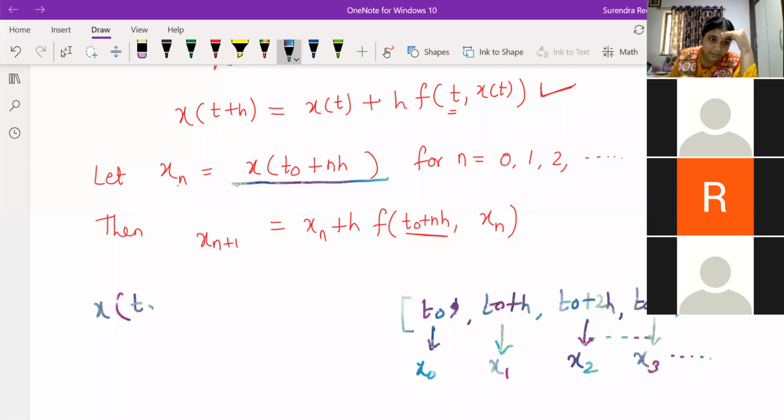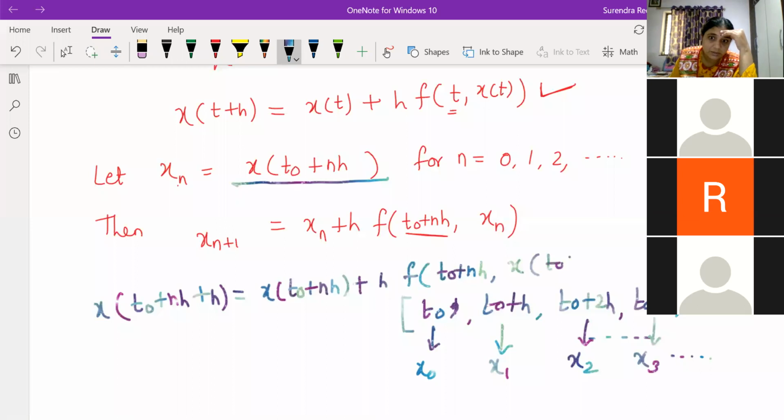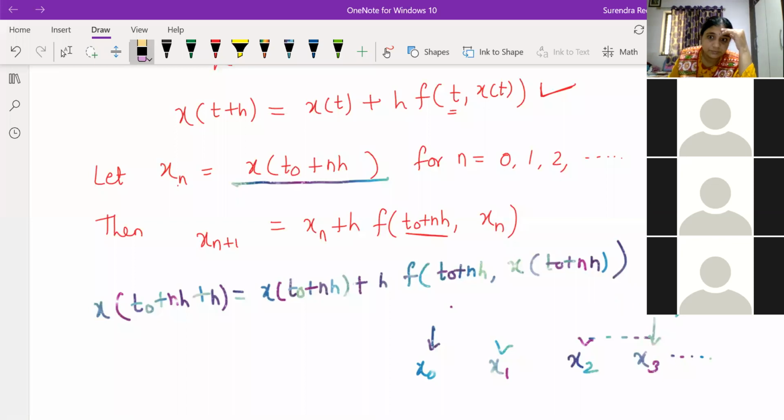X at t I am replacing by t0 plus nh plus h. Okay, so which is equal to x at t0 plus nh plus h times f at t0 plus nh, comma, x at t0 plus nh. Is that okay? What I did here only was replace t by t0 plus nh, plus h as it is. And here t0 plus nh, t0 plus nh, t0 plus nh. Nothing else I did here. Okay, I am replacing in this equation.